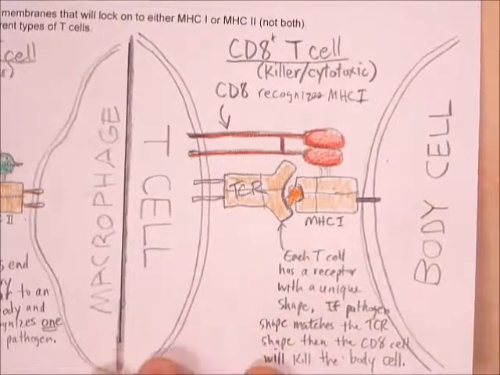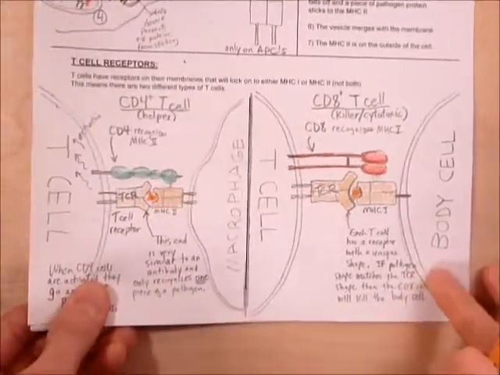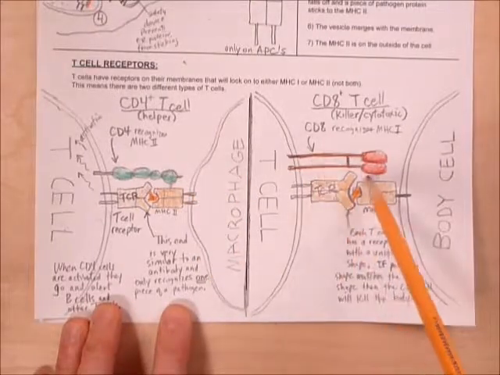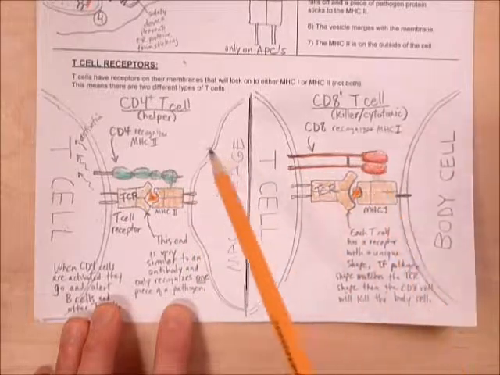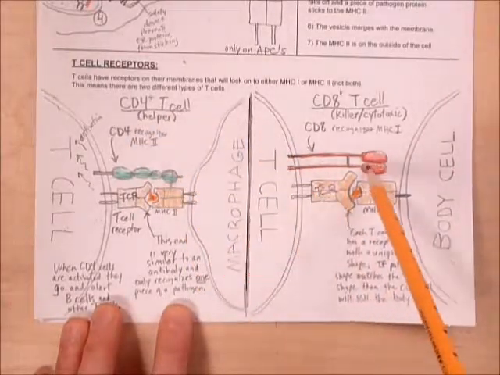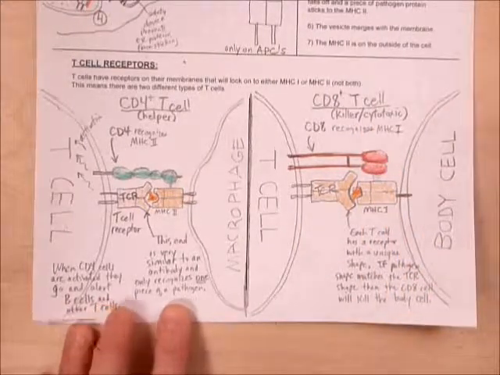This is how the body recognizes how the T cells work, how the T cells make decisions about what to do, and it has to do with these little things, the CD4 and the CD8. The CD4s are called helpers, and the ones that have the CD8 are called killers or cytotoxic. And we'll learn more in the next drawing.